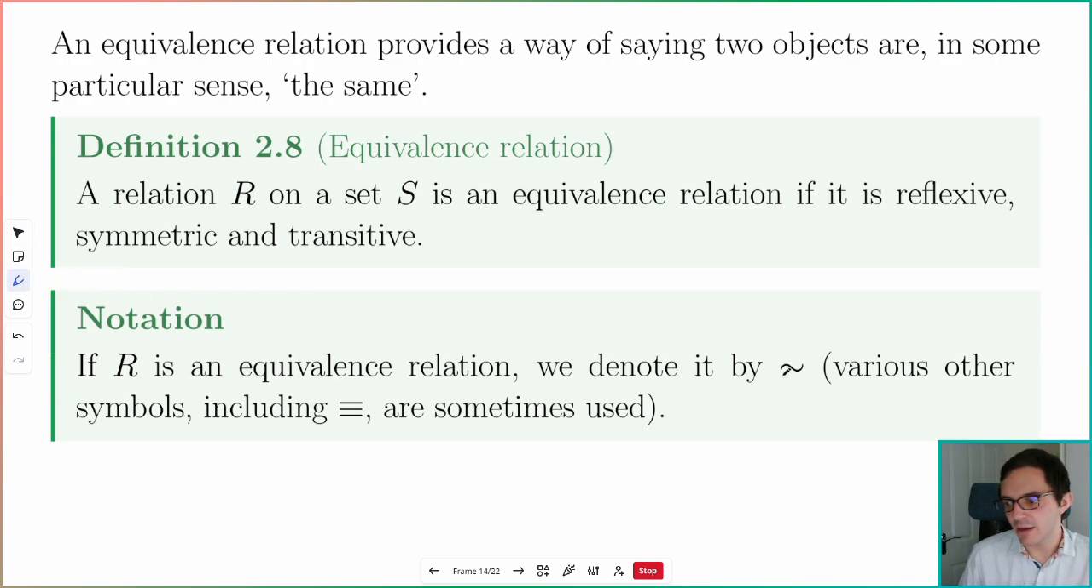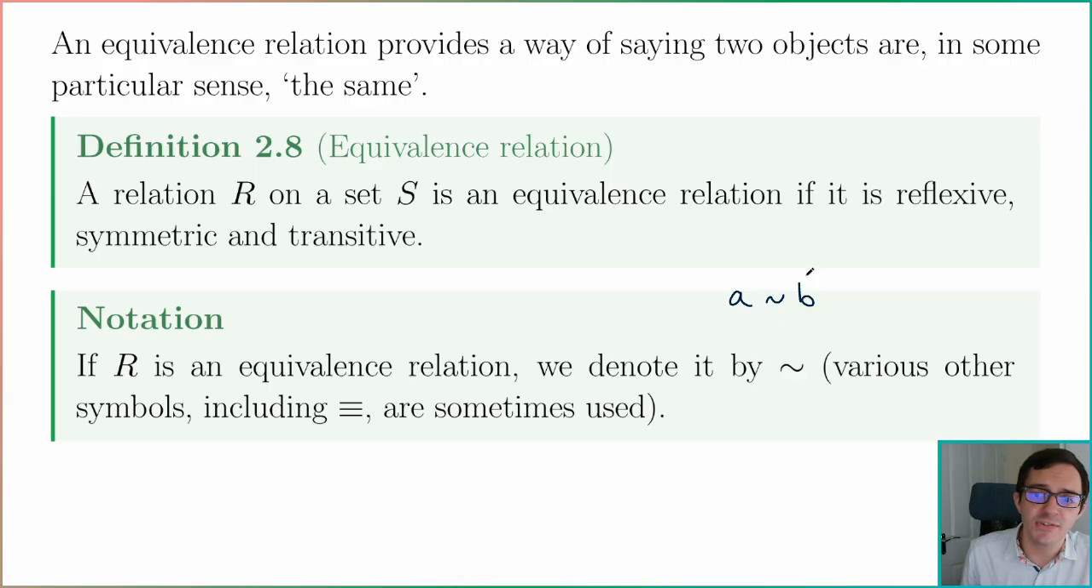So we might write this symbol, a tilde, if it's an equivalence relation we're talking about. Instead of writing a R b, we might pronounce this a is congruent to b, or we might say that a and b are equivalent. I can say it like that because the equivalence relation is symmetric. We know that if a is related to b, then b is related to a. So we can use the shorthand a and b are related, or equivalent, or congruent. There are other symbols that we might use. This triple equals sign, with three lines, is popular.